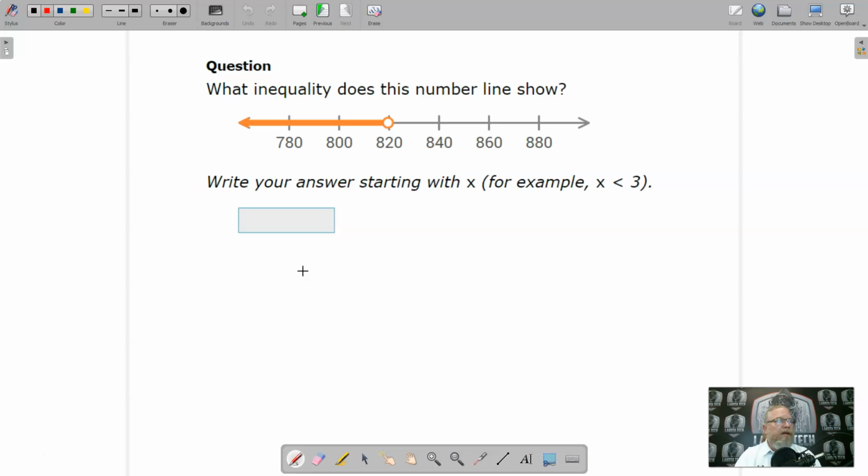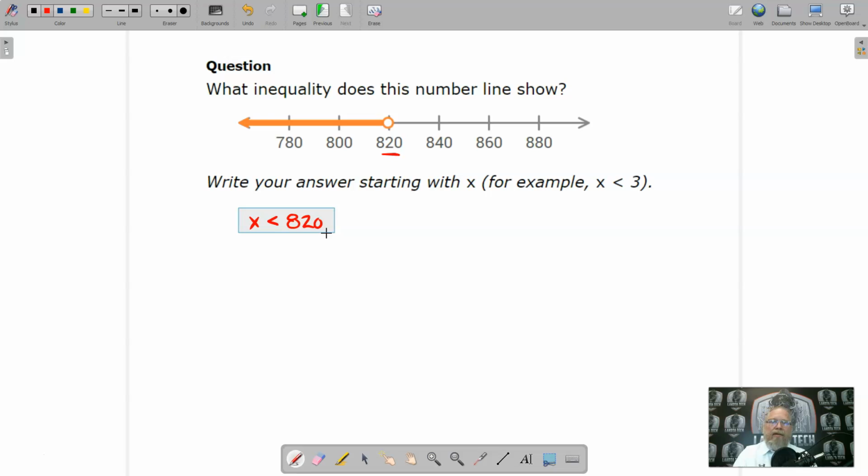Final one is, let's type in our x, select our symbol. It's pointing to the left, so we're talking about all values that are less than. It is an open dot, so we're not going to use the equality concept. We're not going to do less than or equal to, just less than. And where are we plotted at? 820. So the inequality for this graph is x is less than 820.